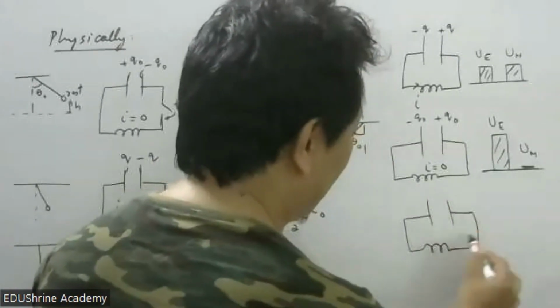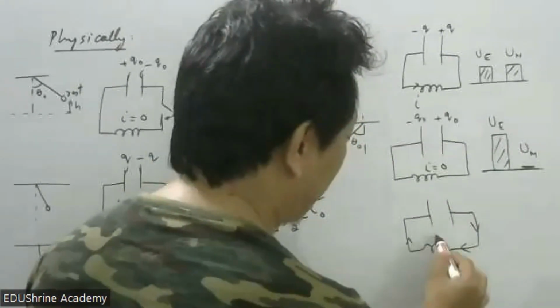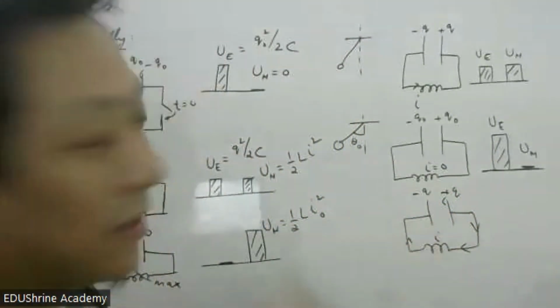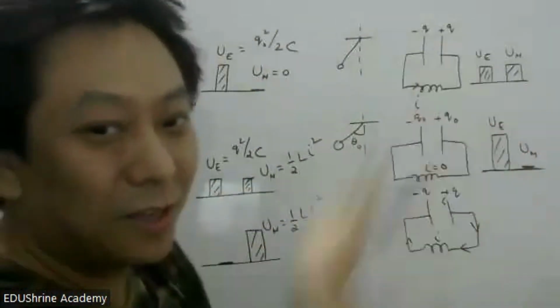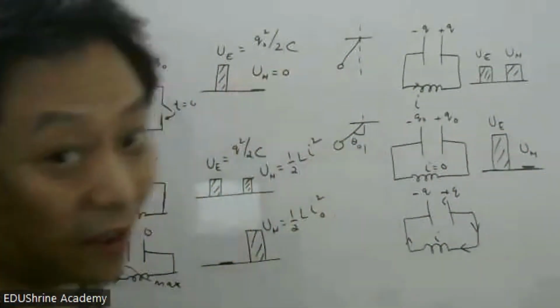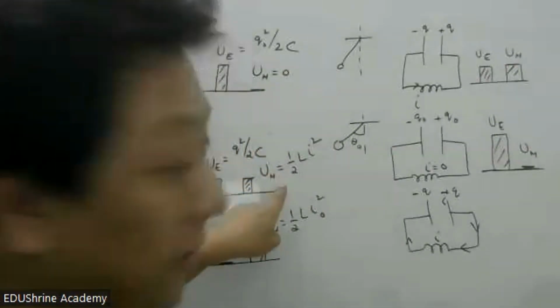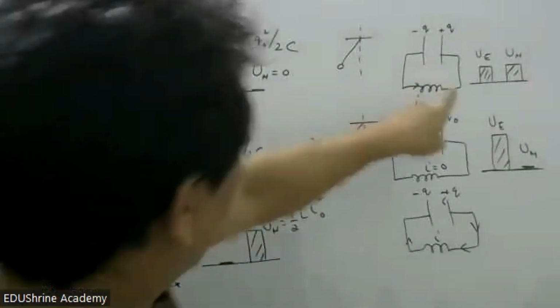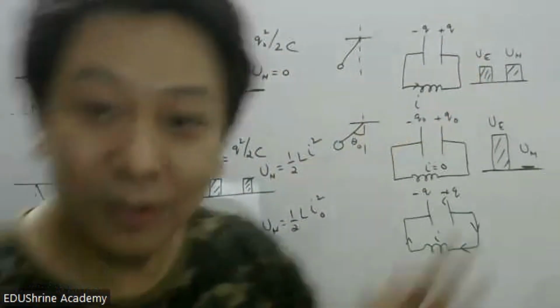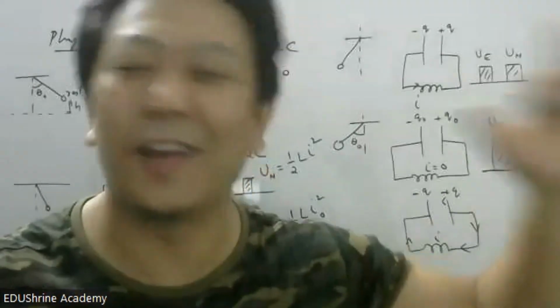Opposite. Opposite. Opposite. Plus charges will come this way now. So now this whole cycle will repeat. This whole thing will keep repeating with electrostatic energy getting transferred as magnetic energy here, and here magnetic energy getting transferred as electrostatic. And these oscillations will continue forever and ever.